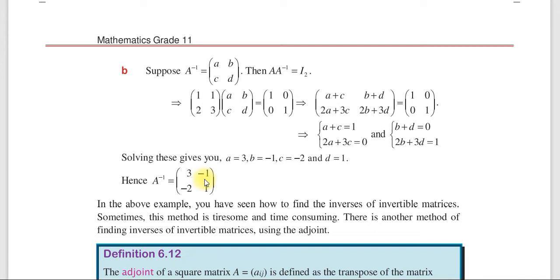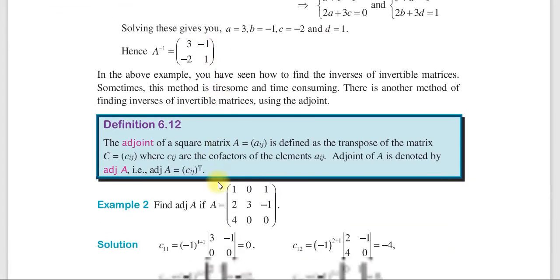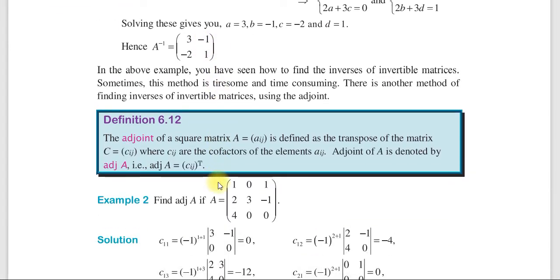Now there is another concept called the adjoint. What does adjoint mean? The adjoint of a square matrix A, with entries Aij, is defined as the transpose of the matrix C, with entries Cij, where Cij are the cofactors of the elements Aij.